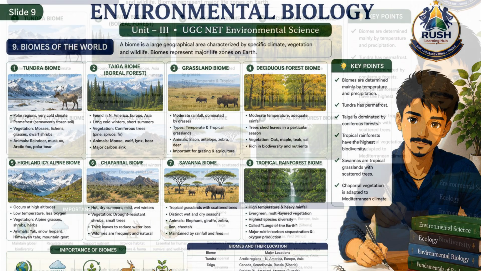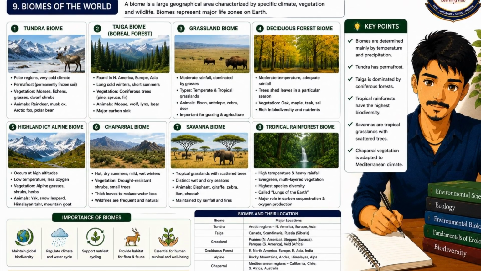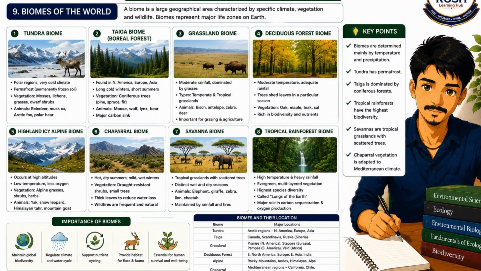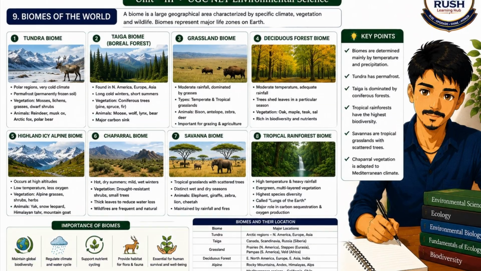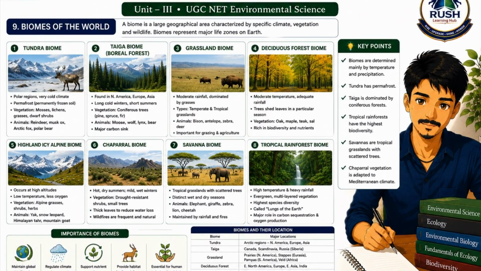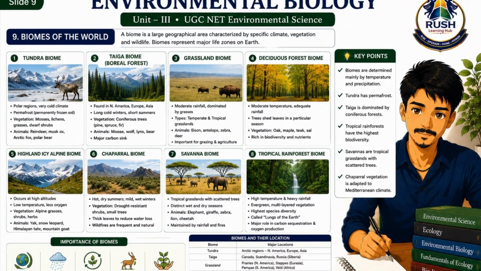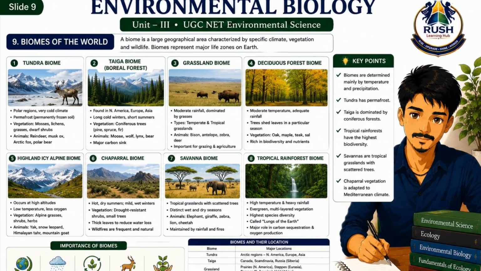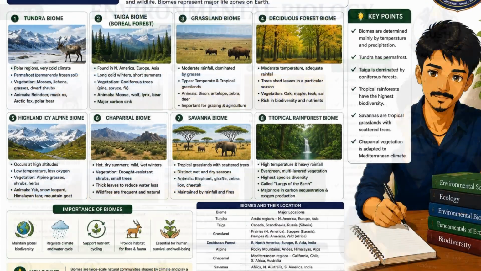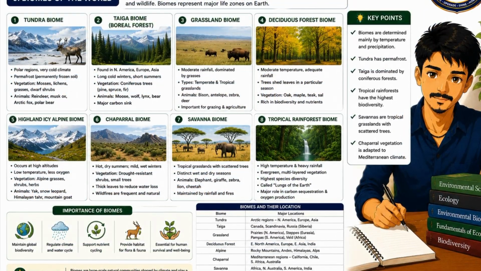Another important biome is the highland icy alpine biome. This biome occurs at high altitudes where temperature decreases with elevation. The vegetation mainly consists of alpine grasses, shrubs, and small herbs. Animals such as yak, snow leopard, Himalayan tahr, and mountain goats are adapted to survive under low temperatures and reduced oxygen levels.